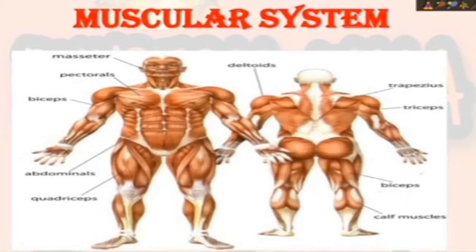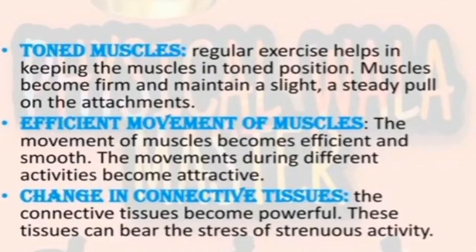Sixth, efficiency in the movements of muscles. The movement of muscles becomes efficient and smooth. The movements during different activities become attractive. The seventh point is delay fatigue. Regular exercise delays fatigue. Fatigue is mainly due to the formation of carbon dioxide, lactic acid, and acid phosphate. The accumulation of CO2, acid phosphate, and lactic acid becomes less in an individual who exercises regularly. Hence, fatigue can be delayed if exercises are performed daily.